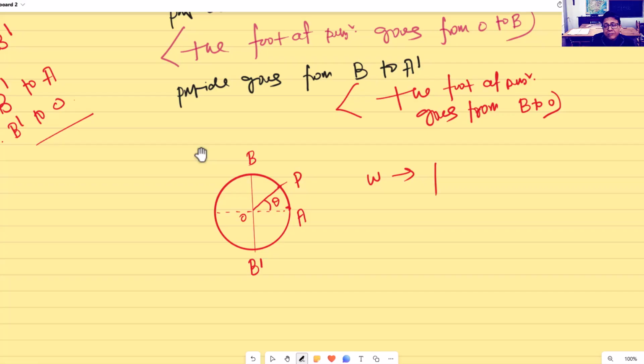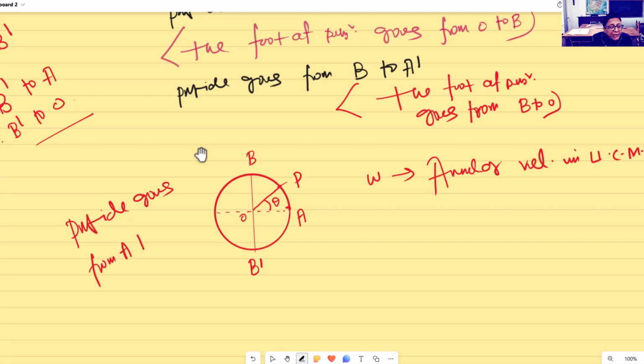Omega be the angular velocity in UCM. Then particle goes from A to P after time t. This arc length it has described.